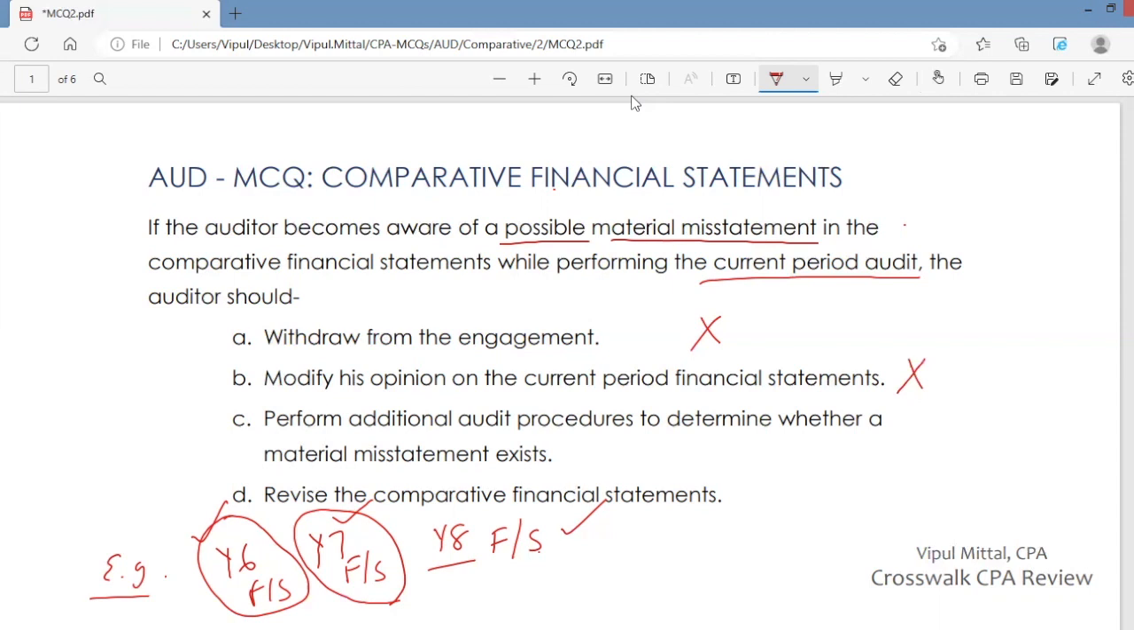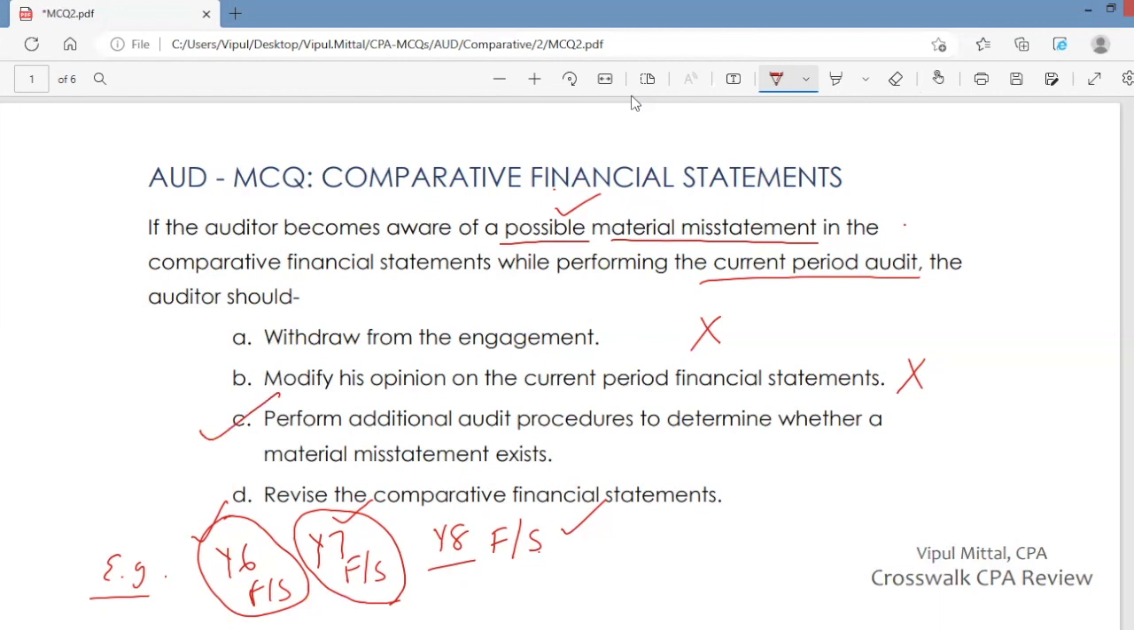Answer option C. Perform additional audit procedures to determine whether a material misstatement exists. Because this is a possible material misstatement, you want to be reasonably sure that this is a material misstatement. And for that, you have to perform additional audit procedures so that you have sufficient appropriate audit evidence, so that you may conclude that it is a material misstatement. So you need to be reasonably sure. You need to have sufficient appropriate audit evidence. And for that, you have to perform more audit procedures. Yes, this you would do.